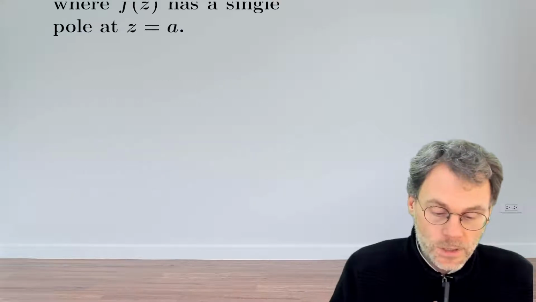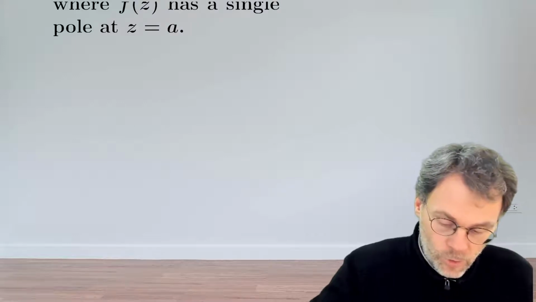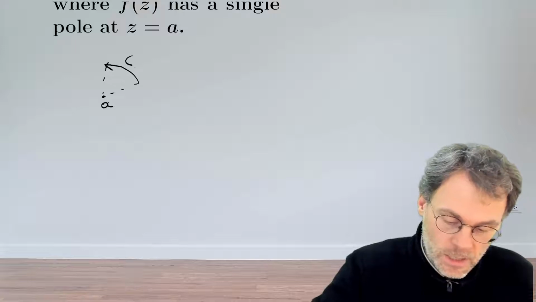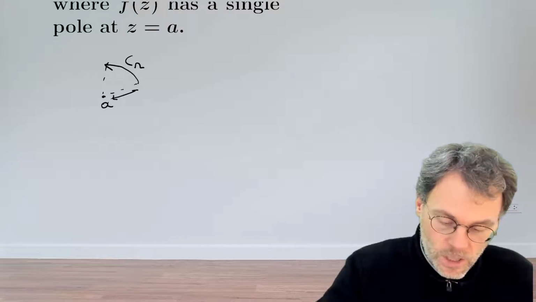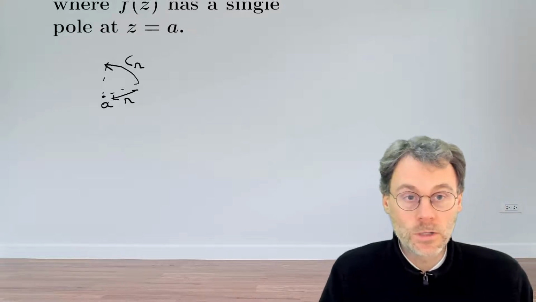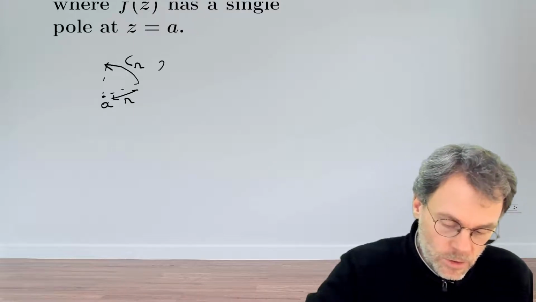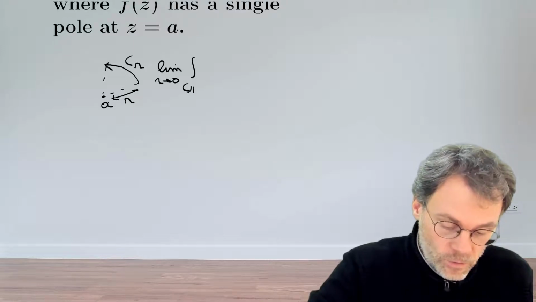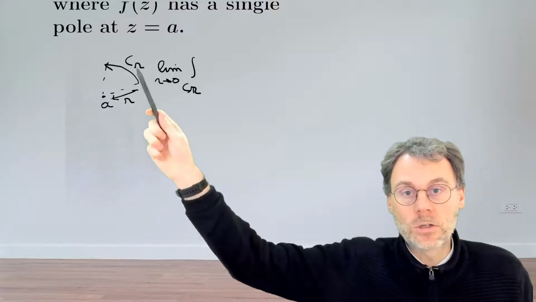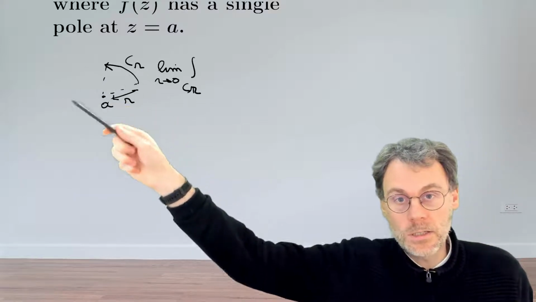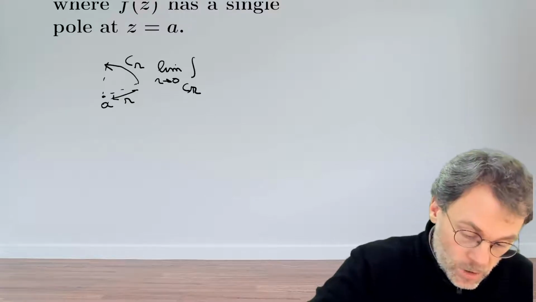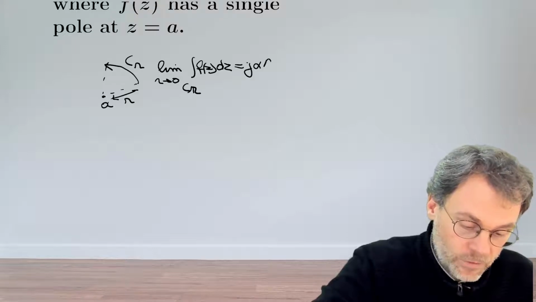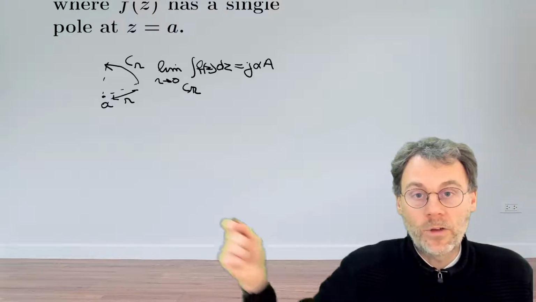Quick recap about this small limit theorem. We have a point A here, and then we have a circular segment centered around A, C little r, with radius little r, which will go towards 0. And then we can calculate the limit of r going towards 0 of the integral over C little r. So this is just the circular segment here, it does not include these straight segments.